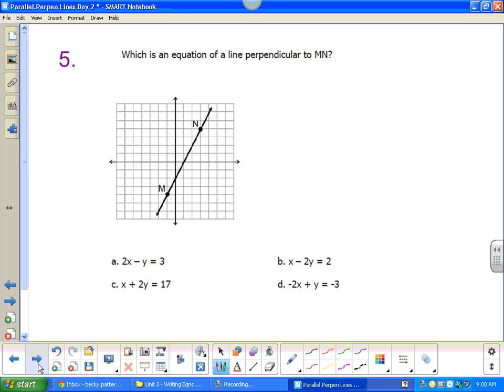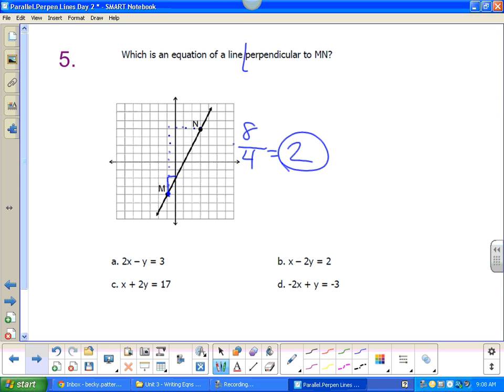Well, if I'm perpendicular to MN, I need the slope for MN. So how do I find the slope? Which point do I start at? Farthest to the left. So I start here, and you can go up 8, right 4, which gives me a 2, or you can just go up 2, right 1. Either way, I get a slope of a 2.